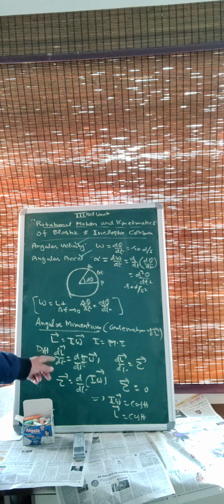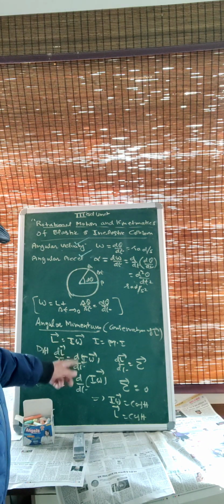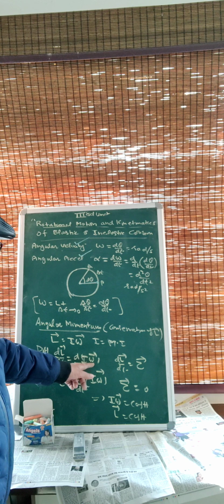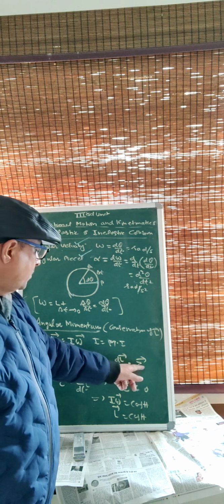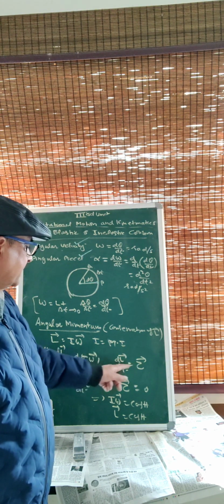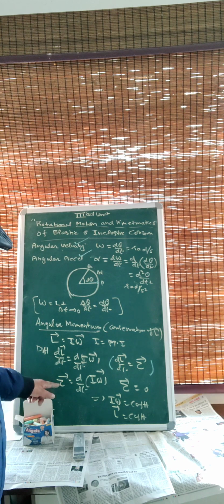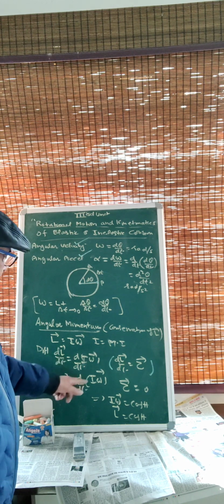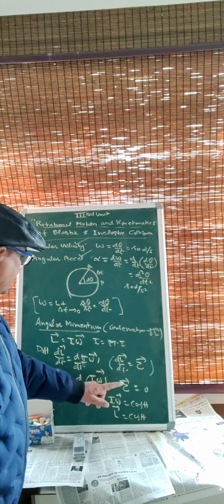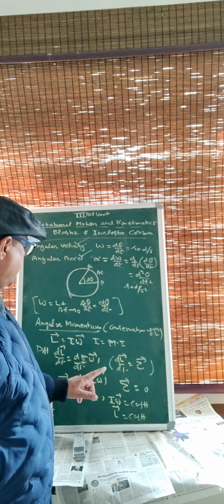So we differentiate this equation. We write dL over dt is equal to d by dt of I omega. But as we know, the relation between torque and angular momentum is that dL over dt is always equal to torque tau. So instead of dL over dt, we write torque tau, which is equal to d by dt of I omega. Now we know that if no external torque is applied, the value of the torque is equal to 0.